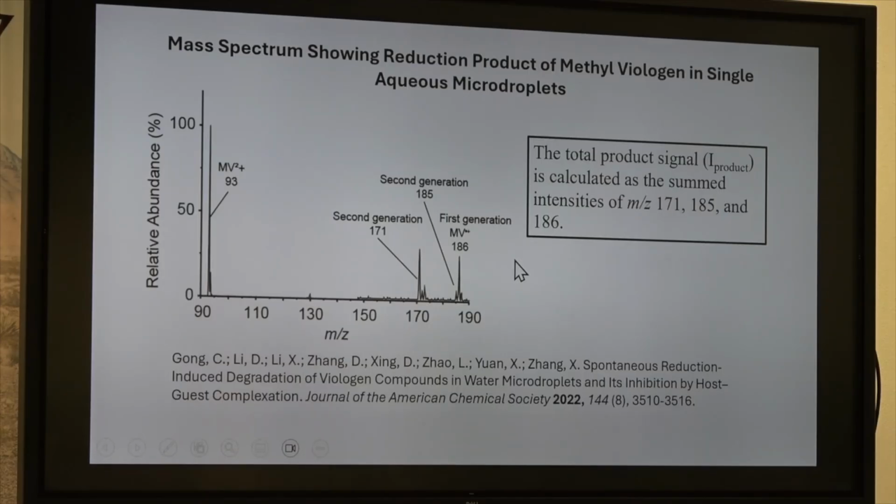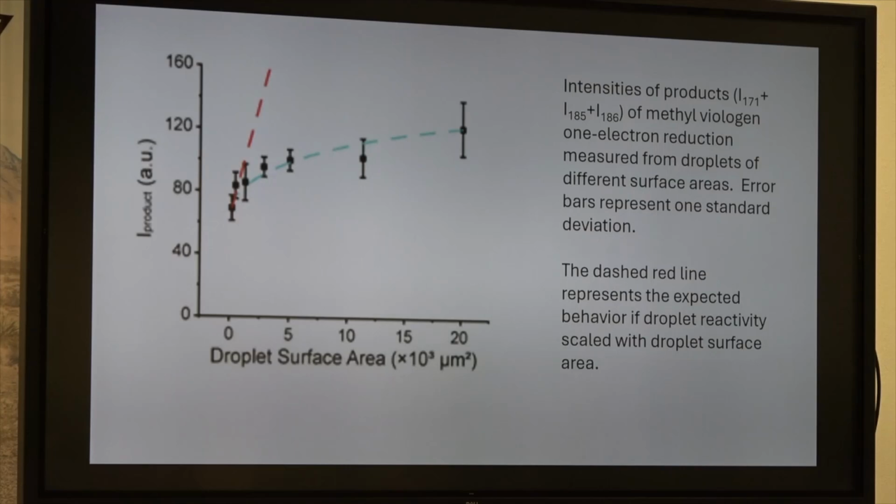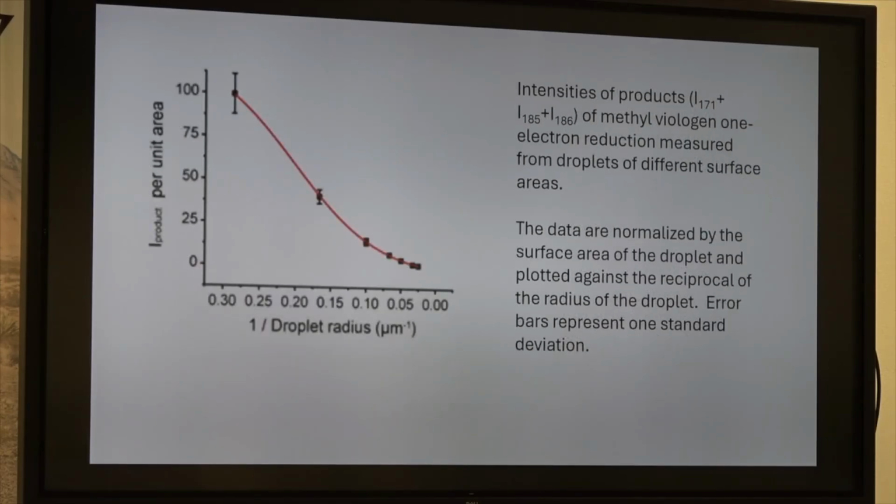Okay, great. And so the total product intensity is calculated by the summed intensities of the m/z values for 171, 185, and 186. Okay? Let's look at it. Does it go with area? No. We've seen that before. Okay? And you understand what I'm telling you. It's not surface area. Does it go with curvature? Yes. Look, it's almost linear. Not quite, almost linear.